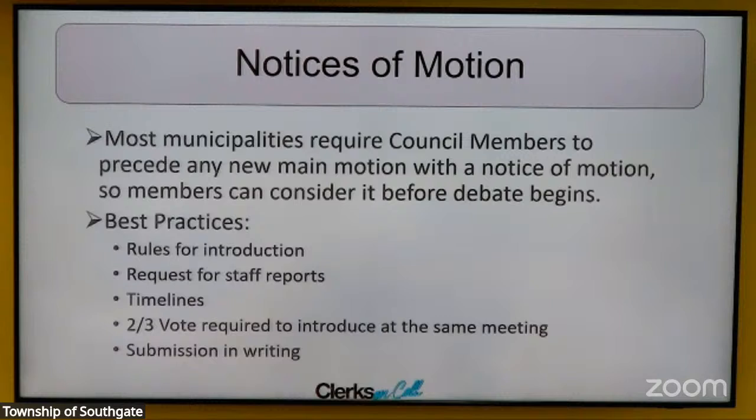Okay, we are gonna move on to notices of motion now. Most municipalities require members of council to precede any new main motion with a notice of motion so that members can consider it before debate begins. Best practices suggest that procedure bylaws should include the rules about introducing a notice of motion, address how and when staff reports will be requested, the timelines for giving notice, and indicate that a 2/3 vote is required to introduce a notice of motion at the same meeting, and that all submissions should be in written form.